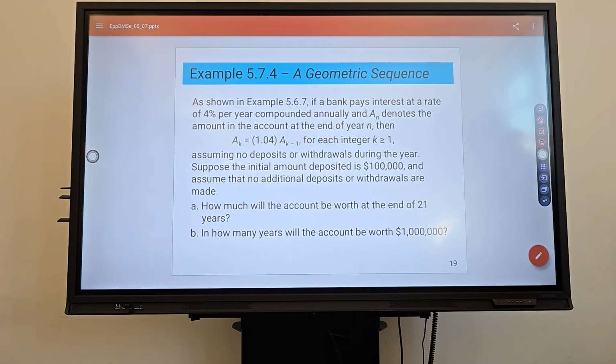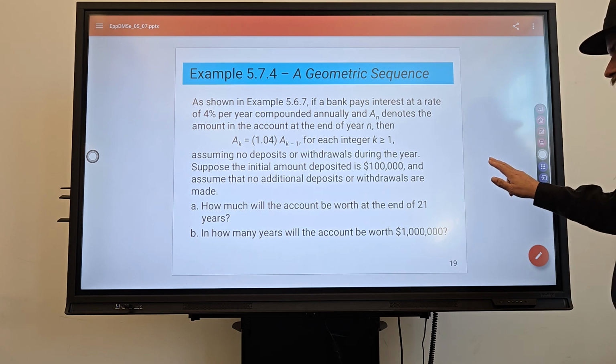Suppose the initial amount deposited is $100,000, and assume no additional deposits or withdrawals are made. How much will the account be worth at the end of 21 years? In how many years will the account be worth $1 million?